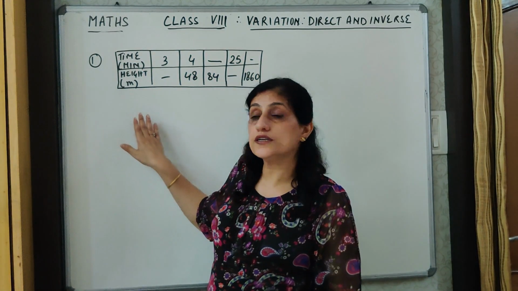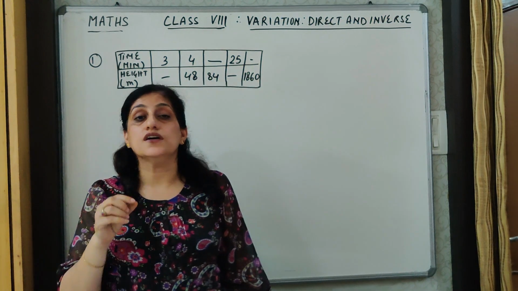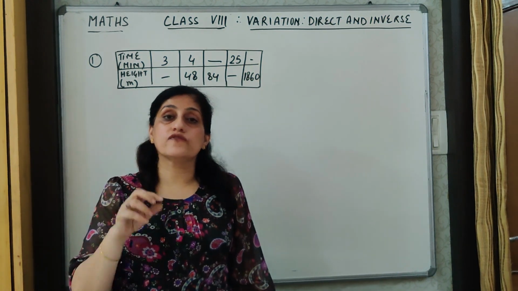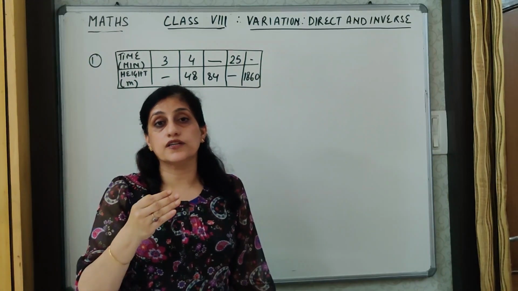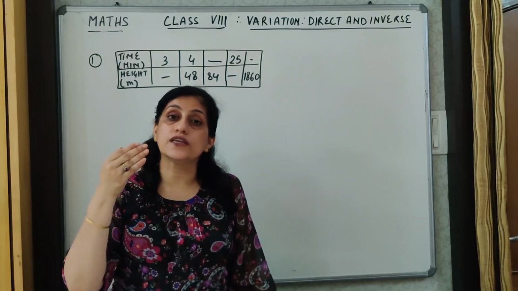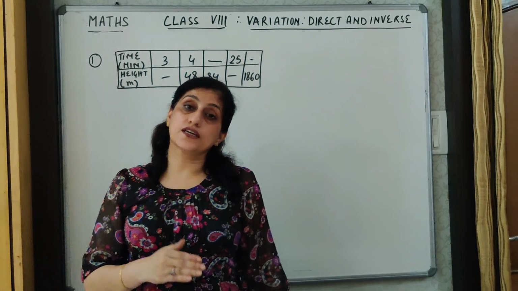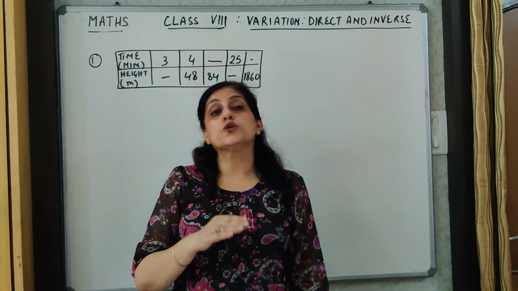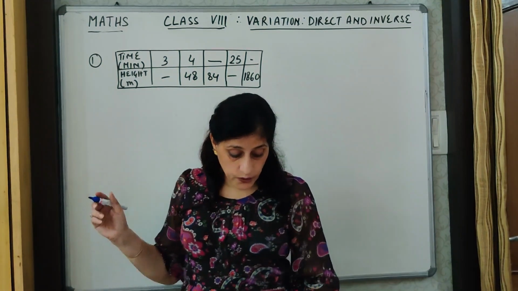I have already noted down a question for you on the board. For a quick revision, direct variation is when we are talking of two quantities and an increase in one quantity also brings about an increase in the other quantity, or vice versa, that is, a decrease in one quantity also brings about a decrease in the other quantity. Here is a question.